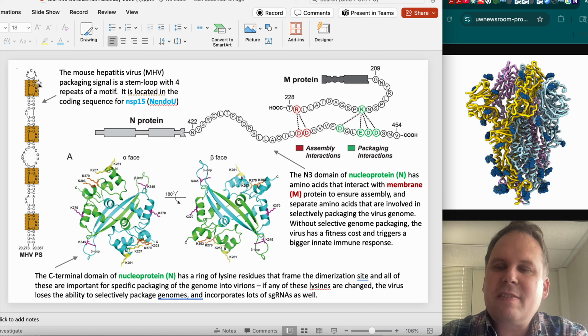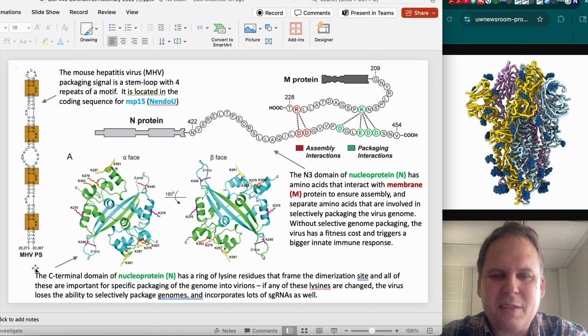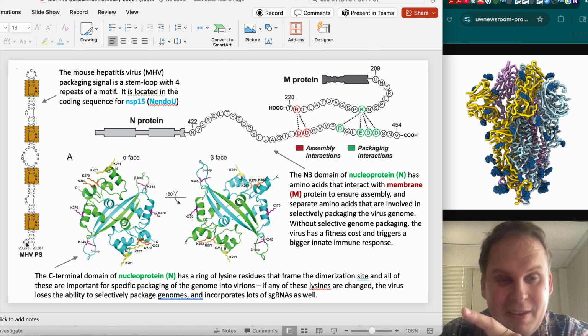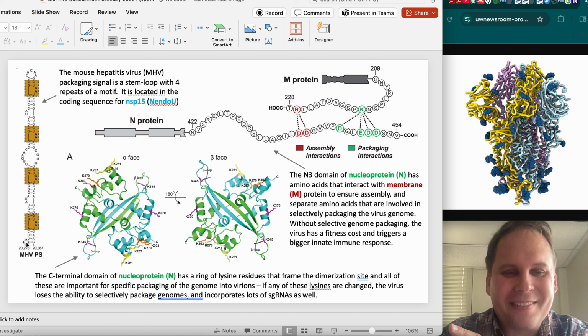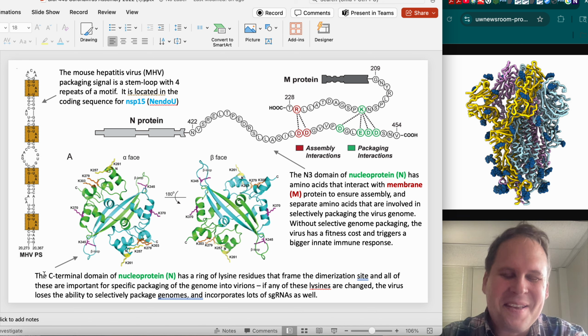This is the packaging signal of mouse hepatitis virus, or MHV. It's another beta coronavirus. It's pretty close to SARS-CoV-2, although it's in a different subgenus, but they're in the same genus, beta coronavirus, so not too far. We're showing MHV because we don't know how this works in SARS-CoV-2. It's another embarrassing thing we don't understand. Man, why is virology, why are we so bad?